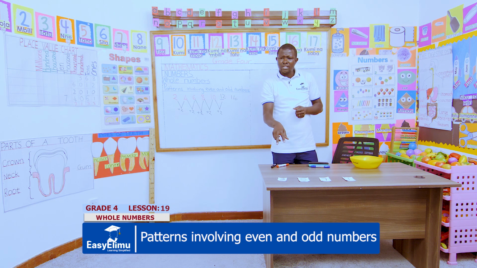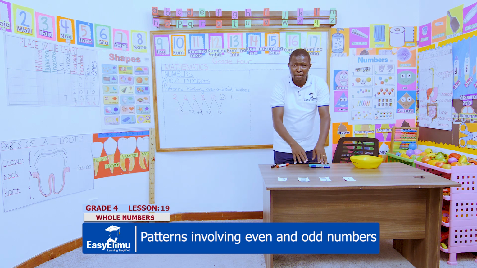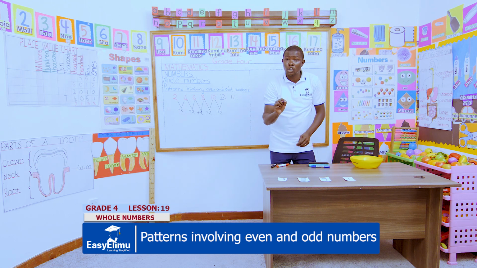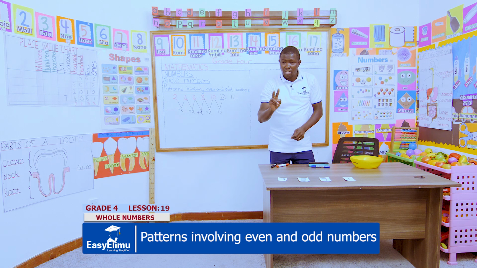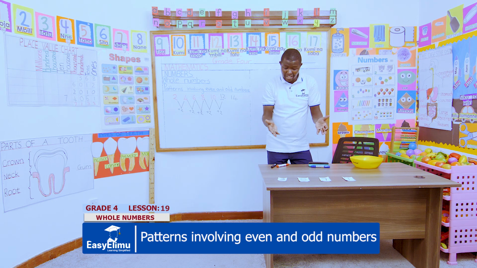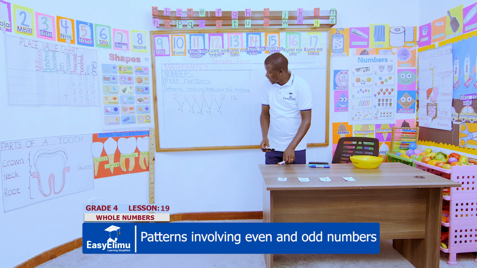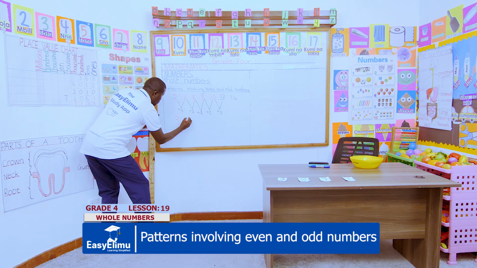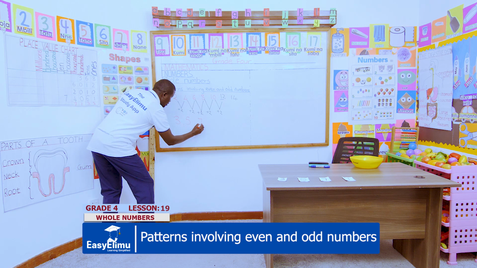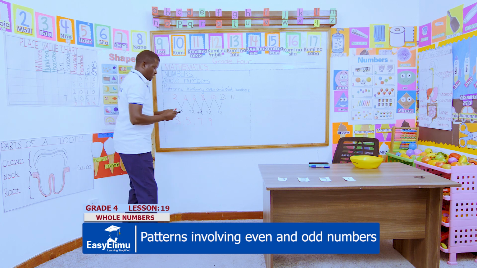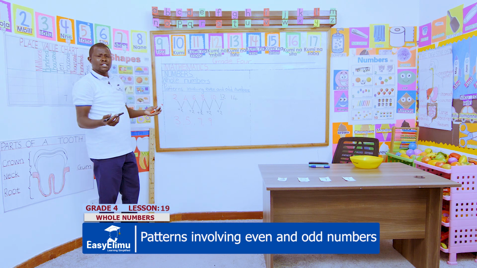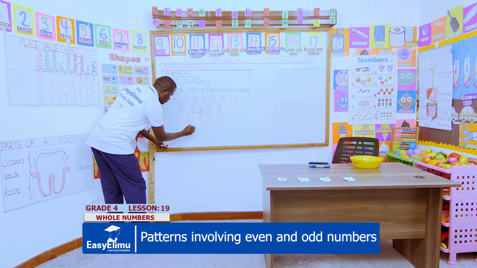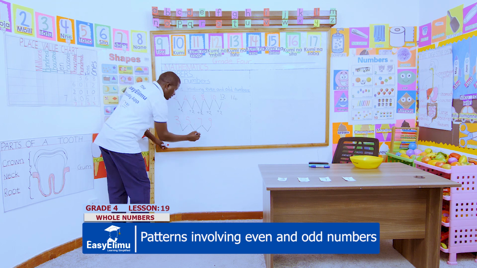What can we say about these numbers? Tom, from your group, what can you say about these numbers? We say these numbers are odd numbers, because they are not divisible by 2. Do odd numbers also form a pattern? Let us check. I'll transfer the same numbers here: 3, 5, 7, and 9. From one number to the other, what pattern is formed here? From 3 to 5, 5 to 7, and 7 to 9.